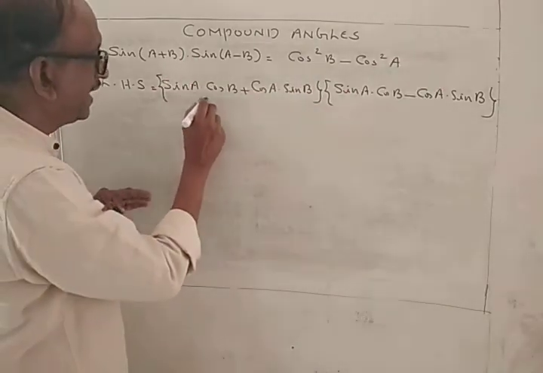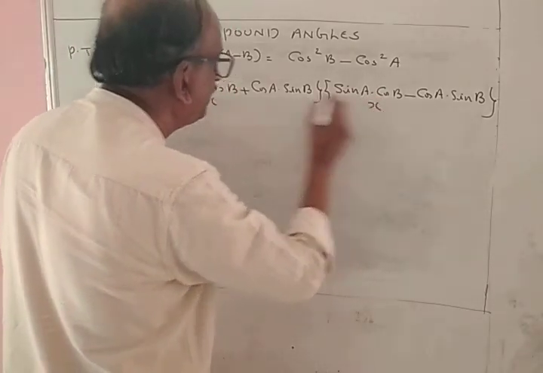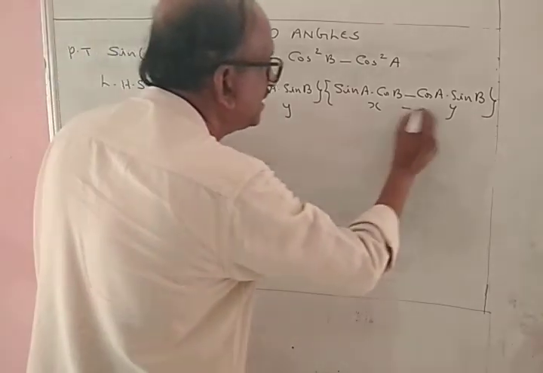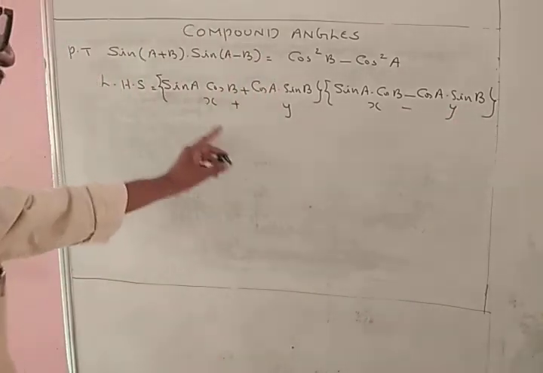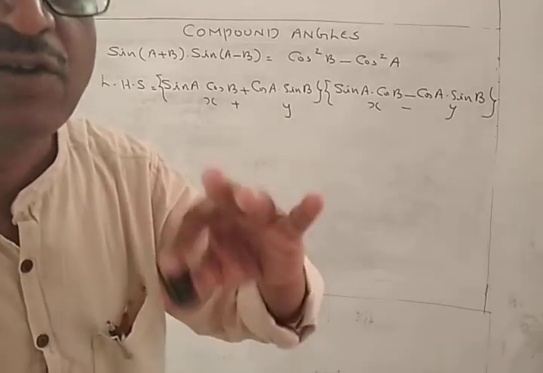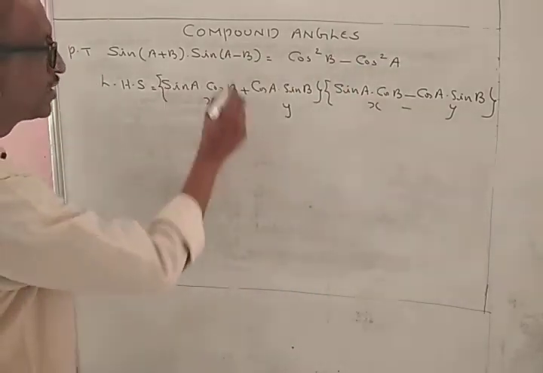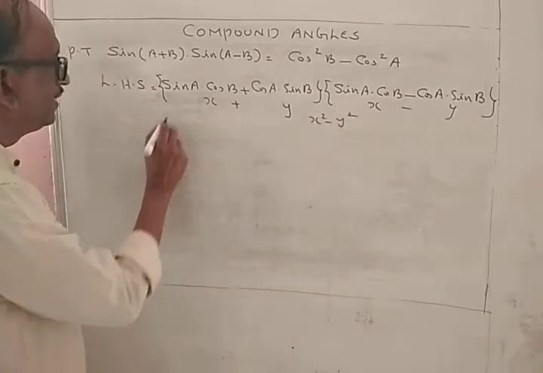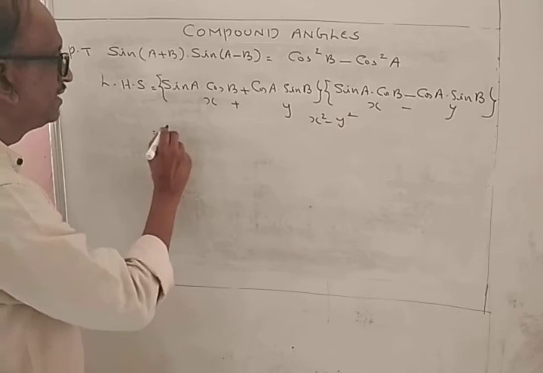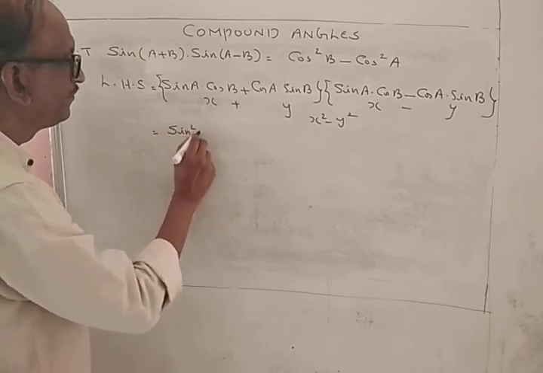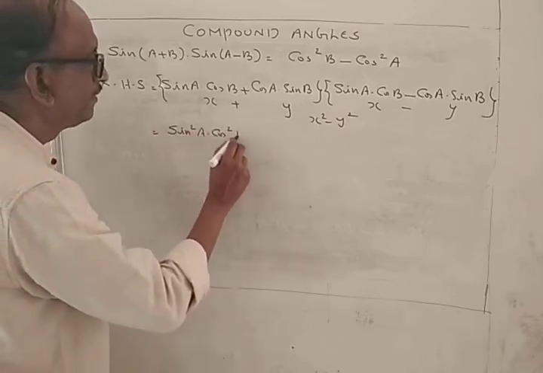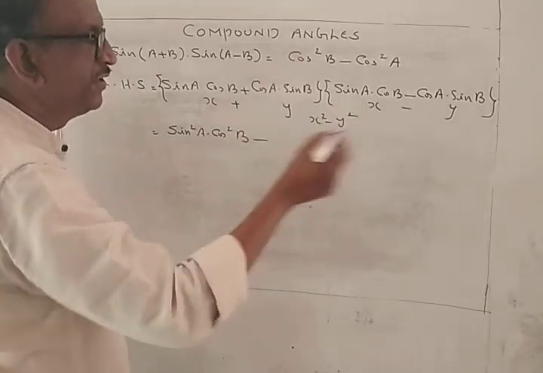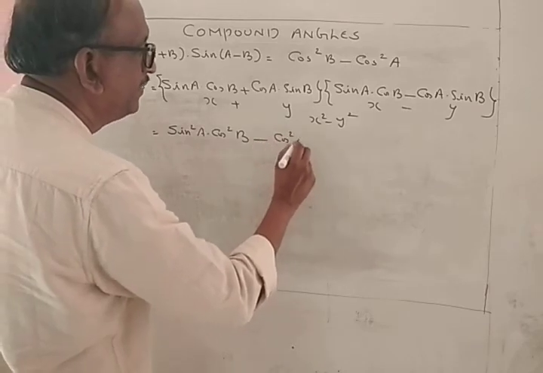This is x, this is also x, this is y, this is also y. Therefore this is x plus y, this is x minus y. X plus y into x minus y is x squared minus y squared. X squared minus y squared, the answer is equal to, x is sin a cos b, square is sin squared a cos squared b, minus y, y is cos a sin b, y squared is cos squared a sin squared b.